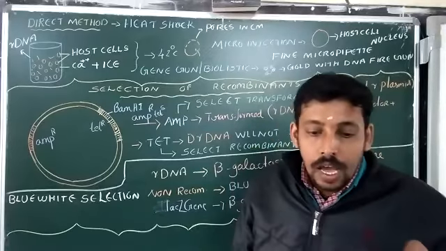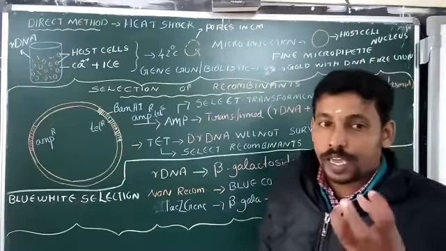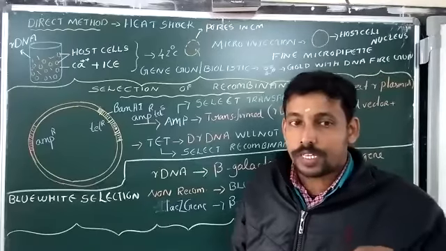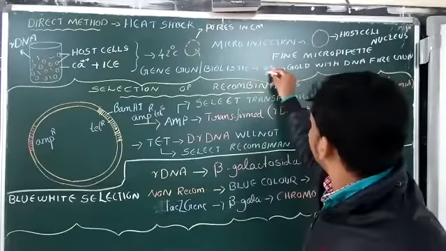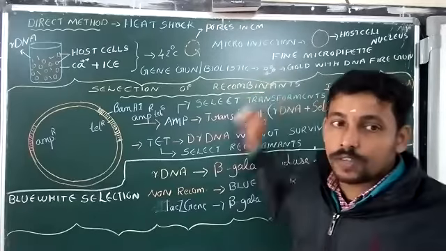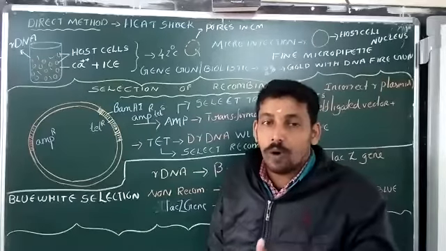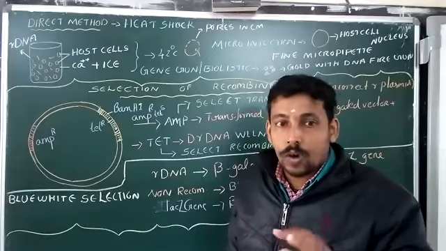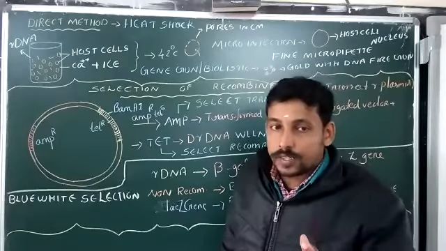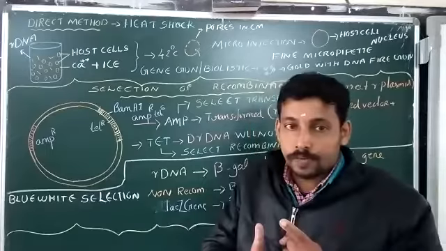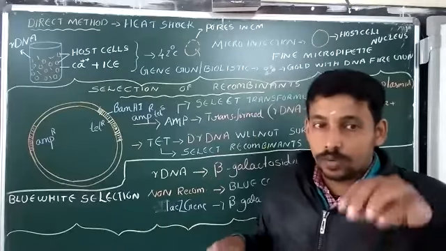We fire these at the cells using a compressed air gun. What is the use of these gold particles? They can penetrate easily into the cell wall. The DNA is coated onto these microscopic gold particles, so with these gold particles, the DNA will also reach into the cell.